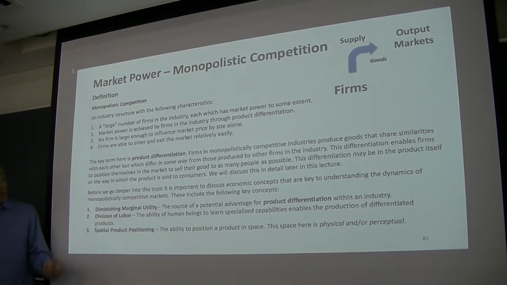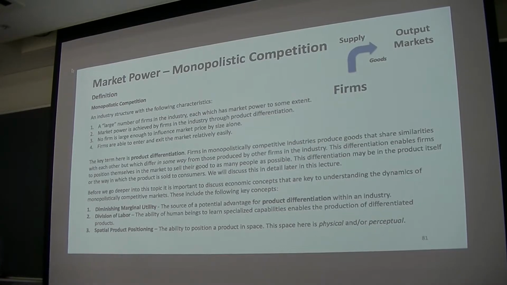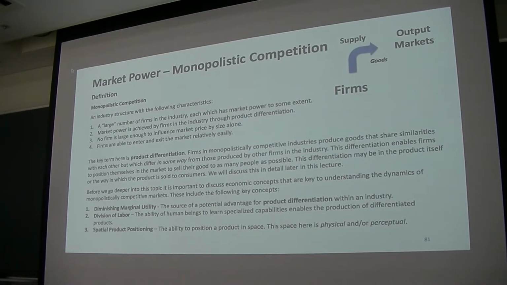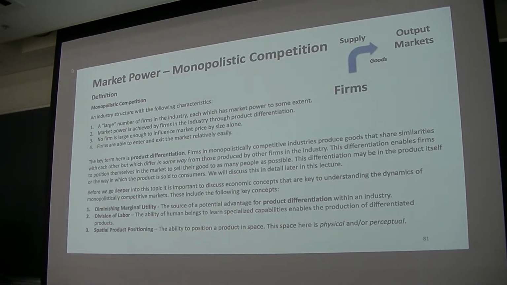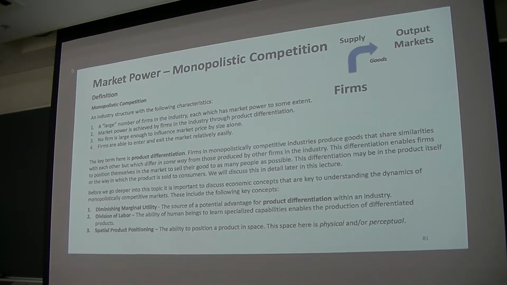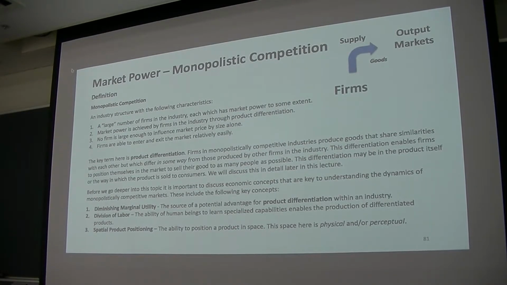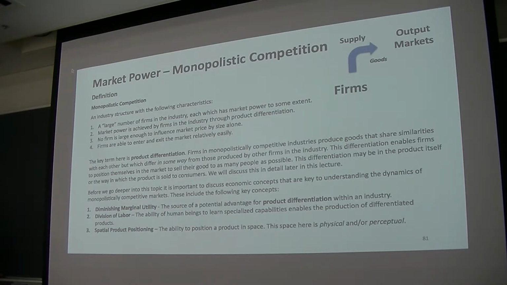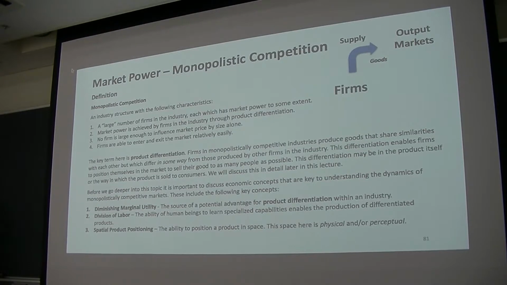Division of labor. The ability of human beings to learn specialized capabilities enables the production of differentiated products. Because people can come up with different products, they can come up with slightly different ones. They see that store does this, well, they produce something different. And I'll give you another example here.